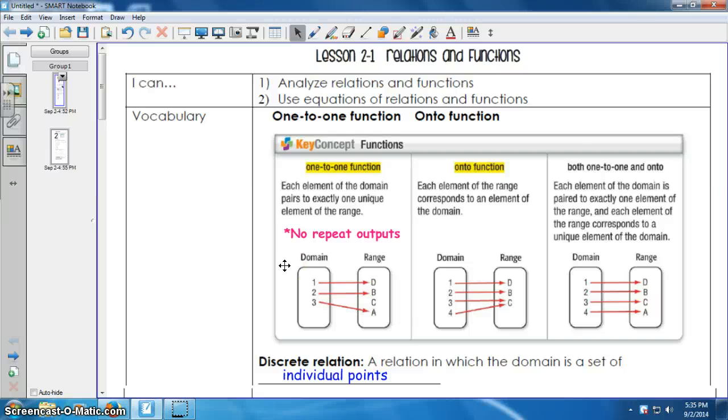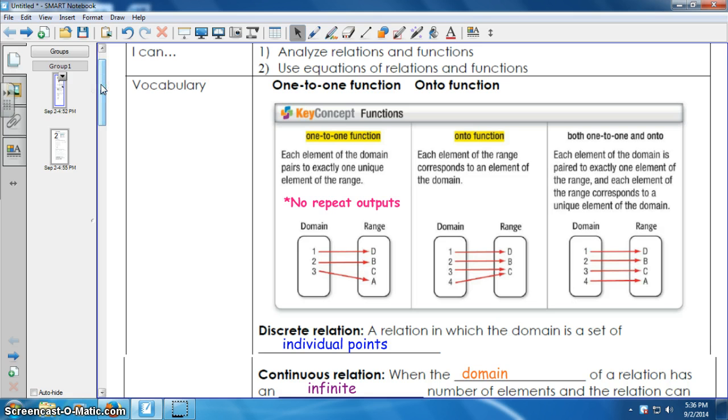This is lesson 2.1, relations and functions. We're going to analyze relations and functions and use equations of relations and functions. So let's go ahead and first just learn two vocabulary terms, one-to-one function and onto function.